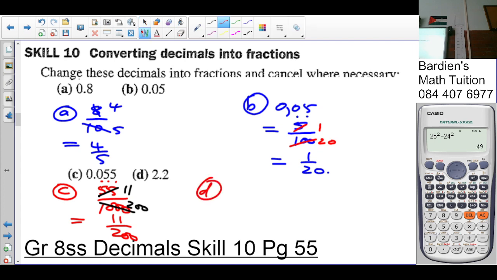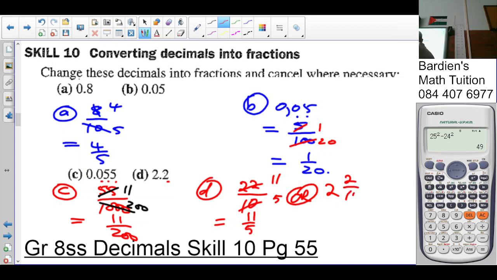Let's look at D. D, you've got 2,2. So that's going to be 22 over 10. So 2 goes into 22 11 times, 2 goes into 10 5 times, so it's 11 over 5. Or we could have said it's going to be 2 and 2 over 10. Since it's 2 wholes, 2 goes into 2 once, 2 goes into 10 5 times, so it's 2 and 1 over 5. Whichever way you do it, you'll get full marks for it, okay?